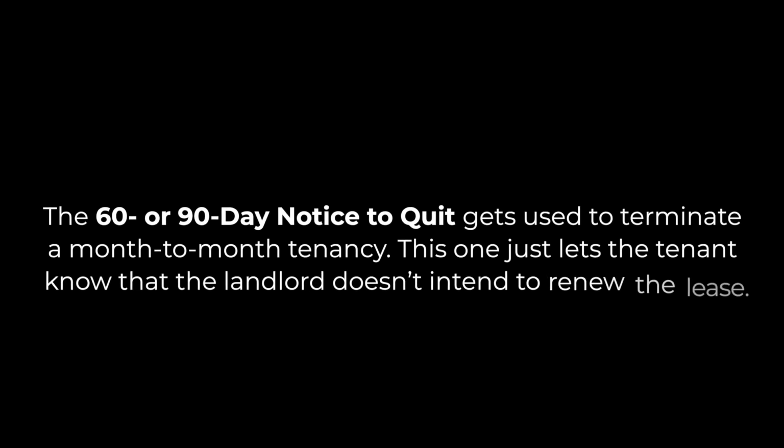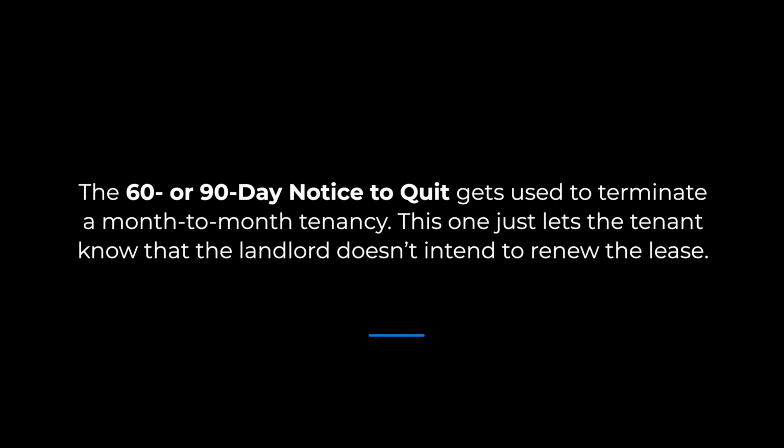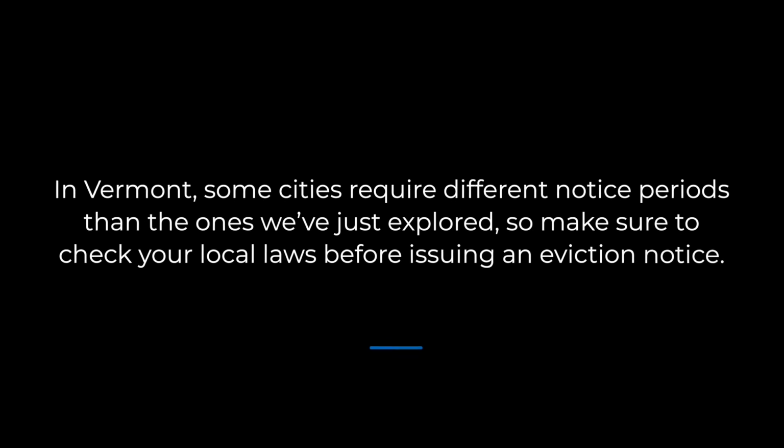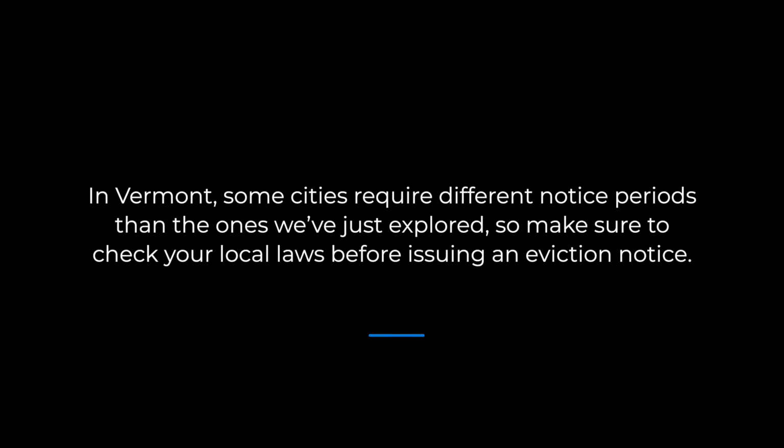The 60 or 90-day notice to quit gets used to terminate a month-to-month tenancy. This one just lets the tenant know that the landlord doesn't intend to renew the lease. If the tenant has been living in the unit for less than 2 years, the landlord must provide 60 days notice. If the tenant has been living there for more than 2 years, the landlord must provide 90 days notice per Vermont state law. In Vermont, some cities require different notice periods than the ones we've just explored, so make sure to check your local laws before issuing an eviction notice.